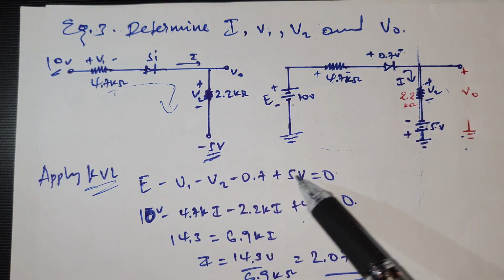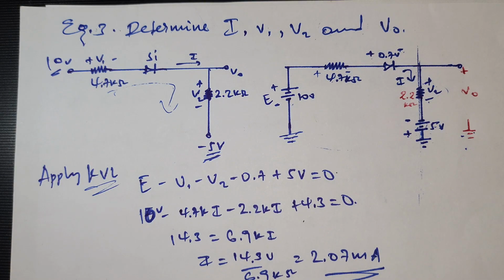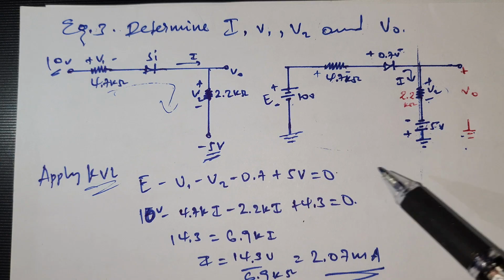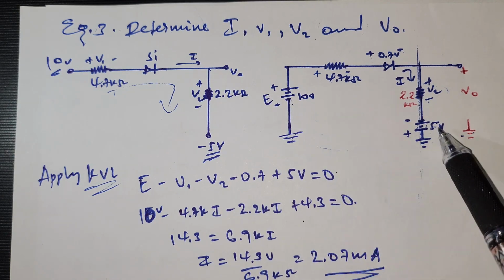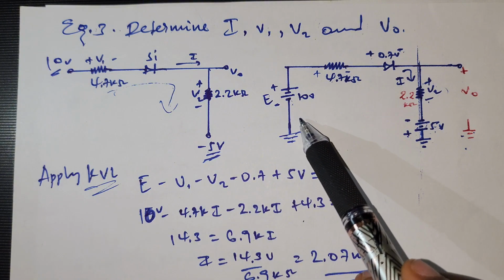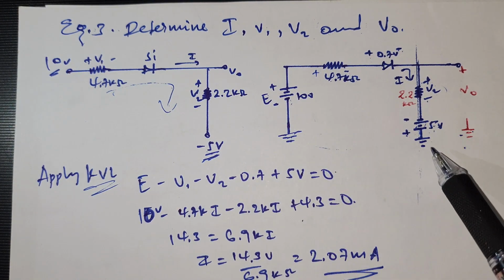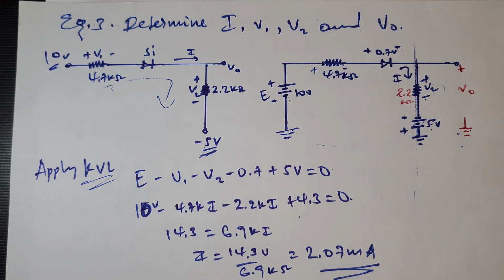V1 is this one and V2 is this one. 0.7 is the voltage for the silicon to turn on, Vk, that means Vk1. So 5 volt plus, because of the polarity, these two have the same polarity in accordance with the current. The current enters the negative terminal of both batteries, as you see, and leaves through the positive terminal. So always check the polarities when you solve problems.